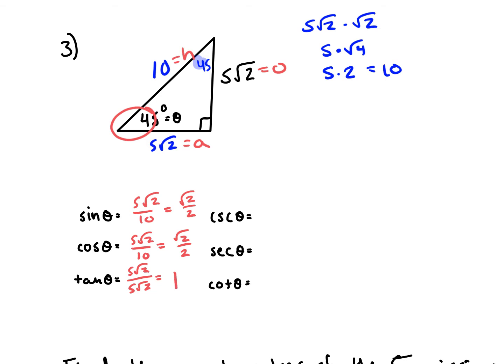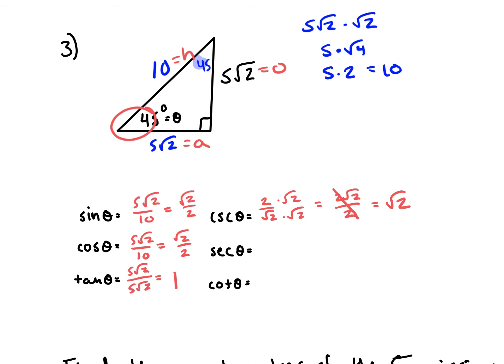And then we can flip them. So this would be 2 over square root 2. Have to rationalize, so multiply the top and the bottom by square root 2. So I get 2 square root 2 over 2. Can I leave my answer like this? No. You have to simplify. So the 2's cancel, so it's just square root 2.